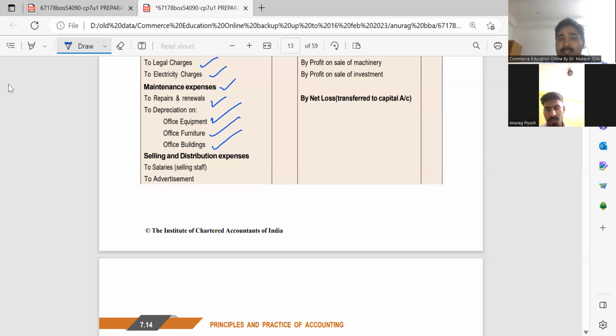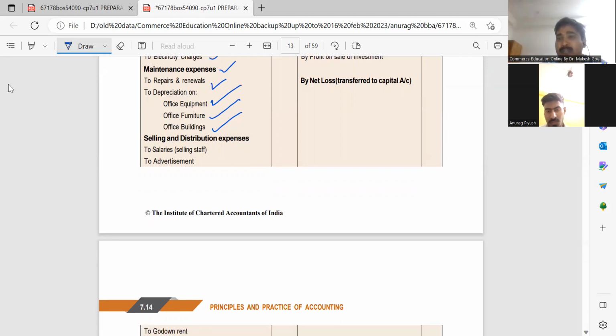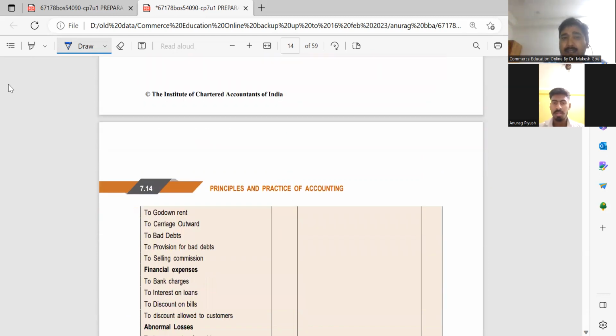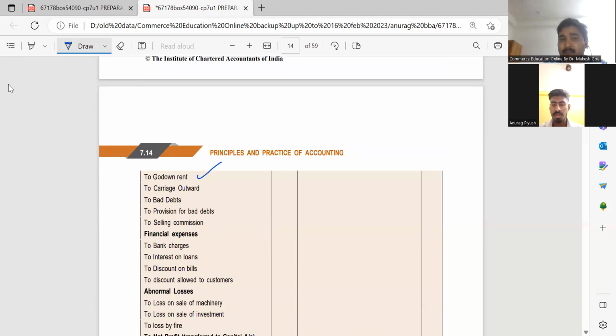Next is selling and distribution expenses. These include selling expenses and distribution expenses, or we can say advertisement expenses also, which promote the sales. Salaries of selling staff, sales executives' salaries, advertisement, godown rent, carriage outward. Carriage outward means carriage on sales.